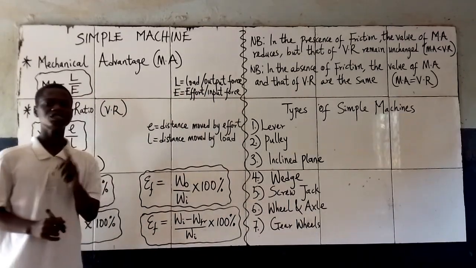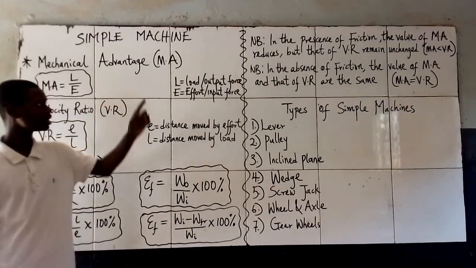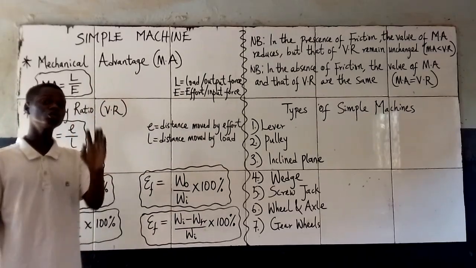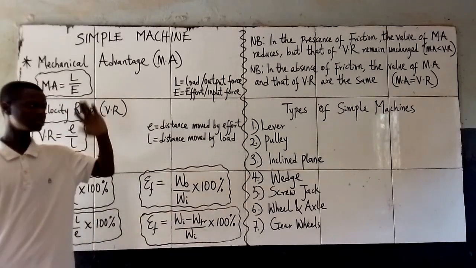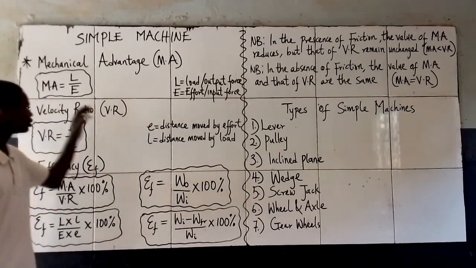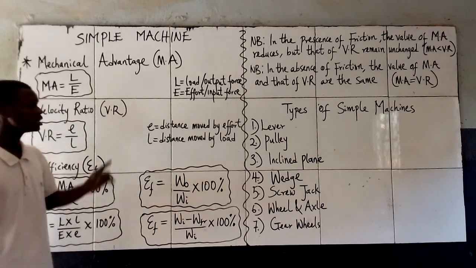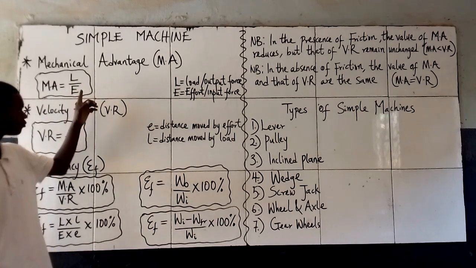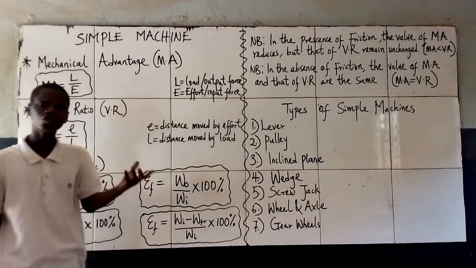First thing first, for simple machine there is something called mechanical advantage, abbreviated as MA, that you need to know about. It's simply the ratio of two forces. We are going to be what? Dividing one force by another. So from the formula that we have here, we said that mechanical advantage is equals to what? Load over effort. Load over effort. Each of these is a form of force.